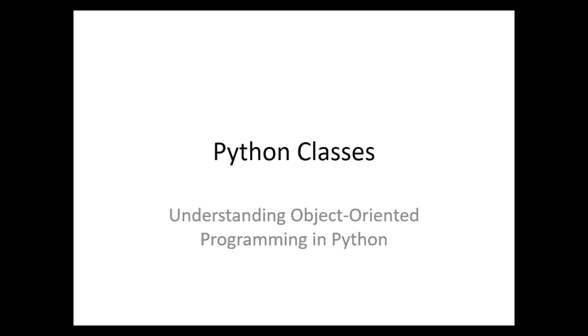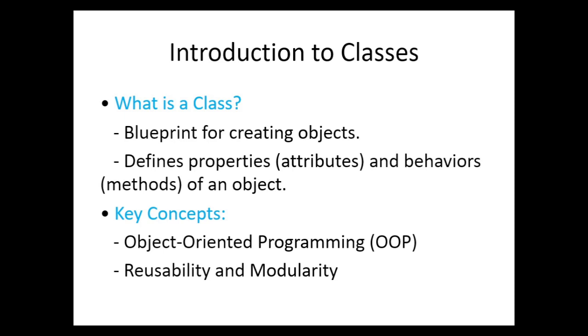In this video, we will discuss the basics about the Python classes. So first, what is a class? Basically, a class is a blueprint for creating objects. It has two types of members: one is called the properties or attributes, and the other is called the behavior or method of an object. The basic key concepts include object-oriented programming, reusability, and modularity.